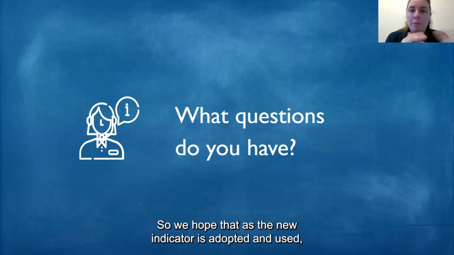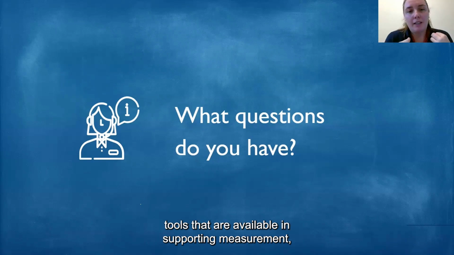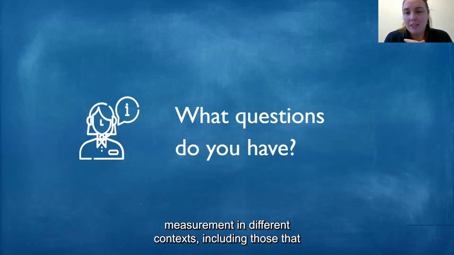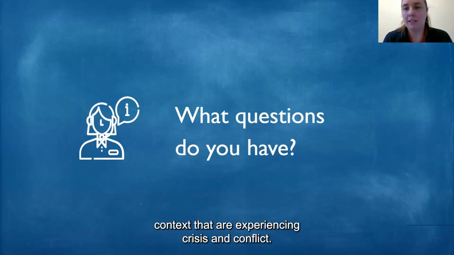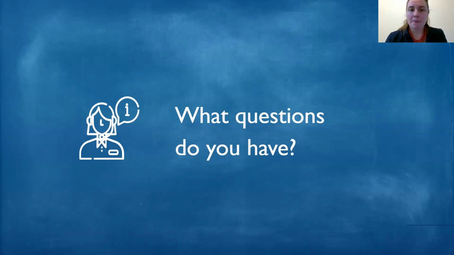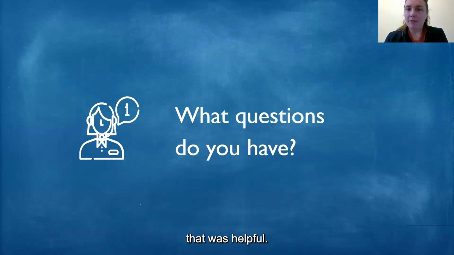So we hope that as the new indicator is adopted and used, we start gaining a better understanding of the different tools that are available in supporting measurement in different contexts, including those that are really useful for programmatic purposes in contexts experiencing crisis and conflict. Sorry, that was one of the questions we received, and I hope that was helpful, but if not, please let me know in the chat.